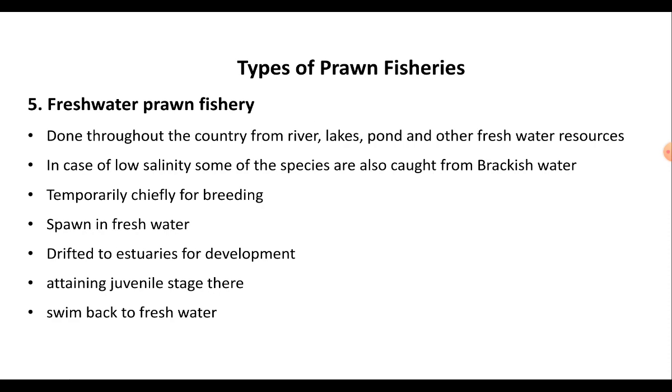The last one is the freshwater prawn fishery, which is done throughout the country from rivers, lakes, ponds and other freshwater resources. In case of low salinity, some of the species are also caught from brackish water, where they stay temporarily, chiefly for breeding. The spawning takes place in fresh water, and after spawning the hatchlings are drifted to estuaries for development, and after attaining the juvenile stage they swim back to the fresh water.